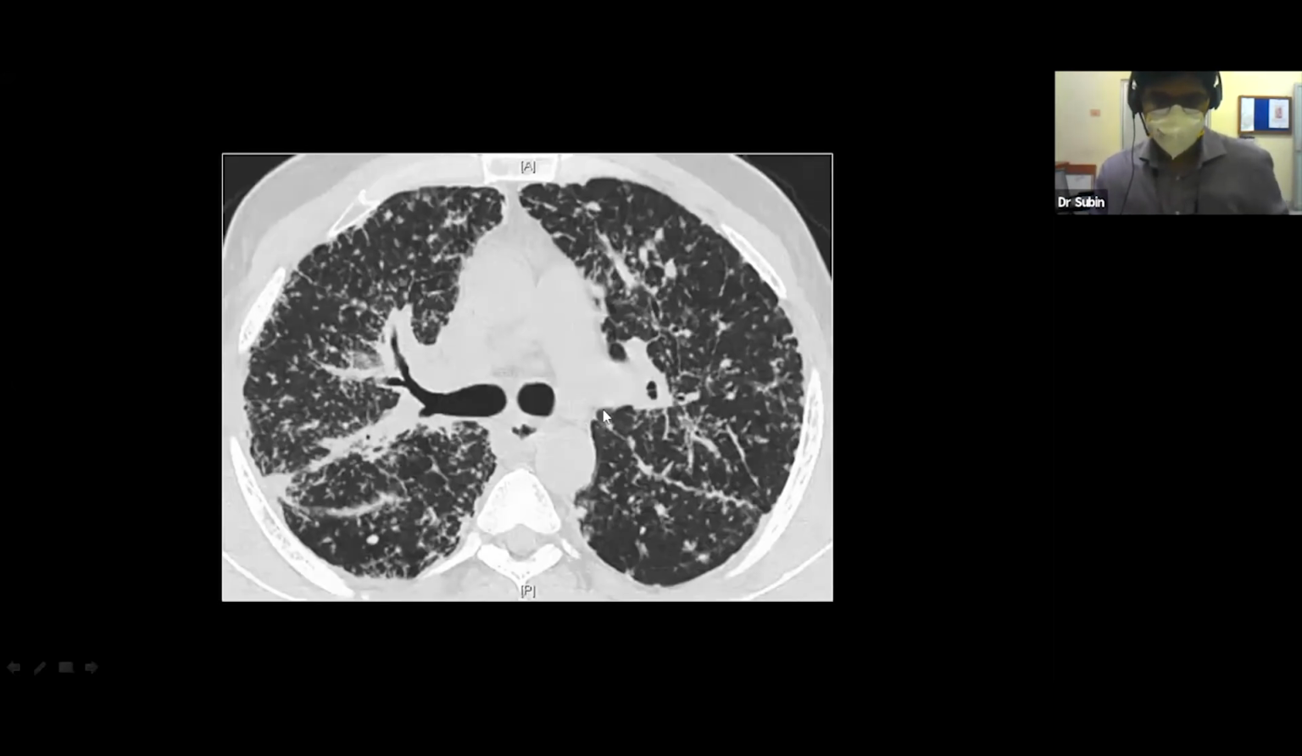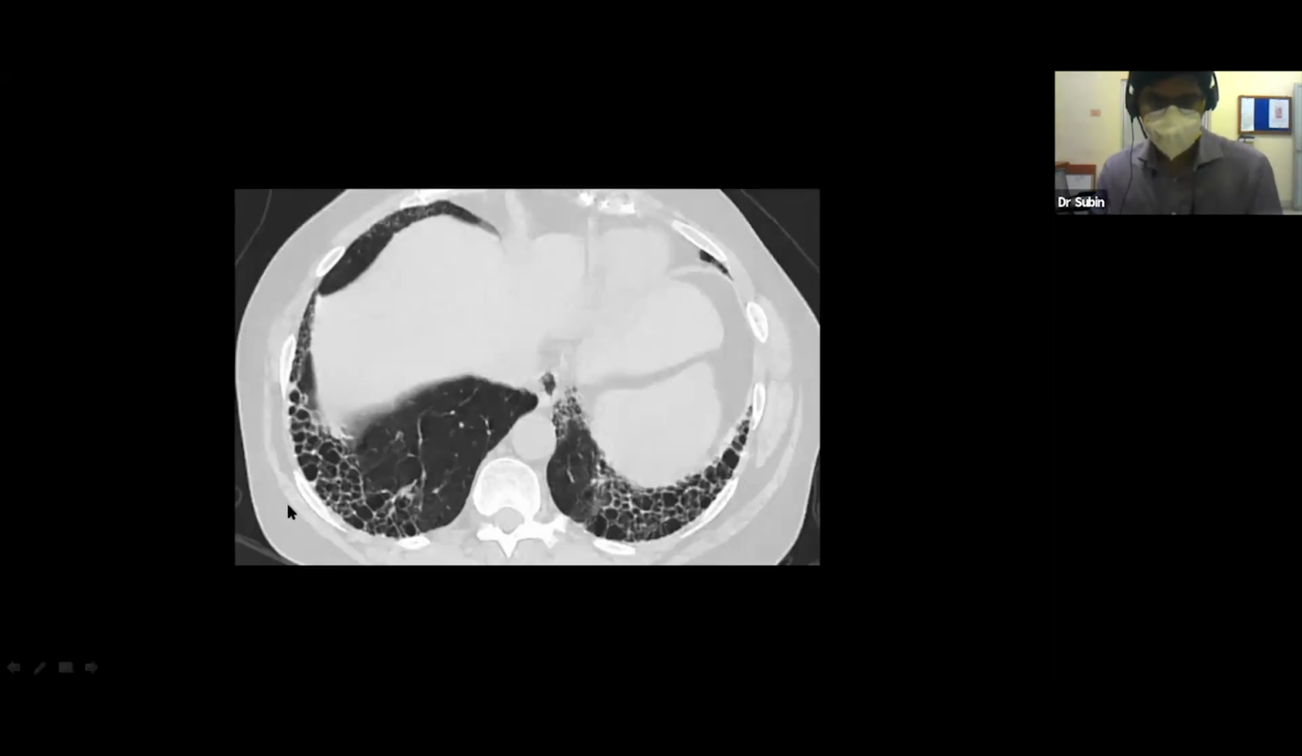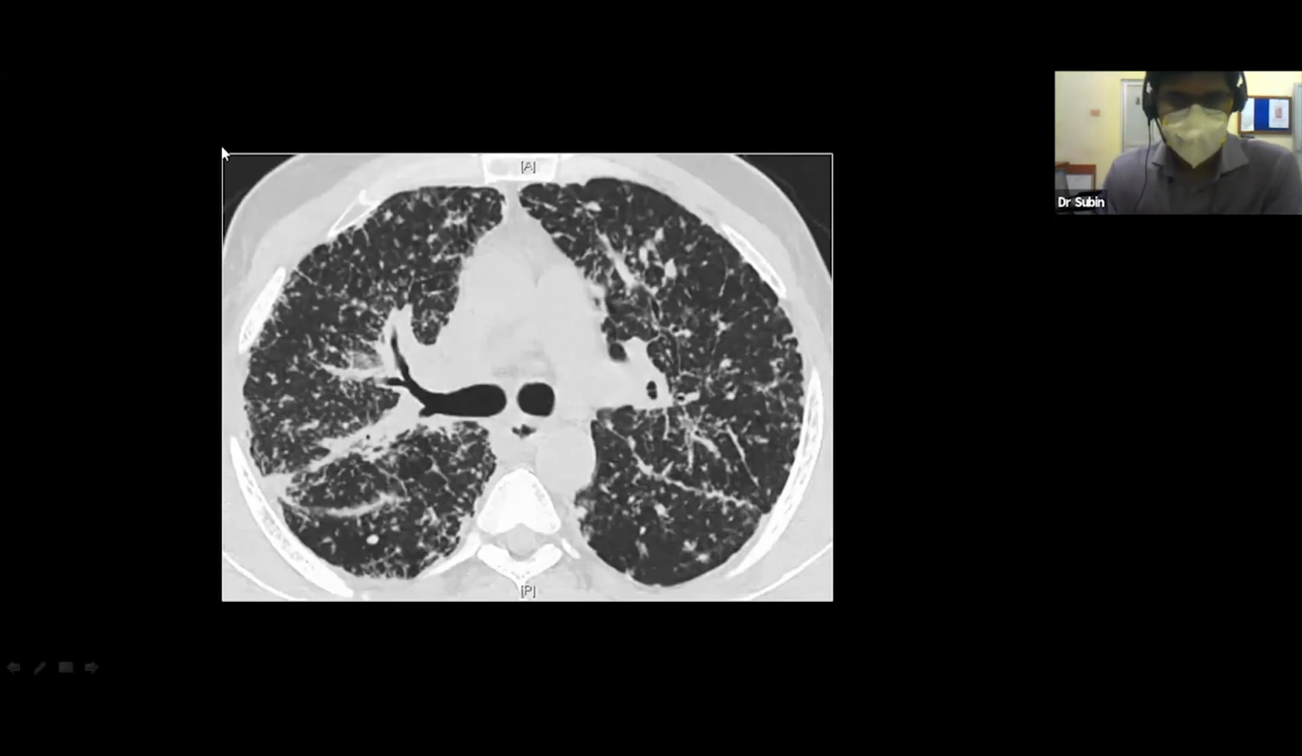Okay, again, this is also another case of sarcoidosis. This is just to show that peribronchovascular nodules can also be there, and there are multiple nodules in the periphery as well. This again is a case of sarcoidosis.